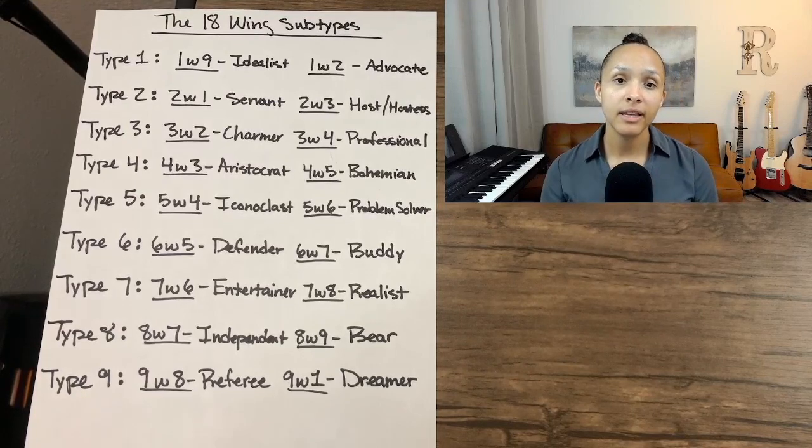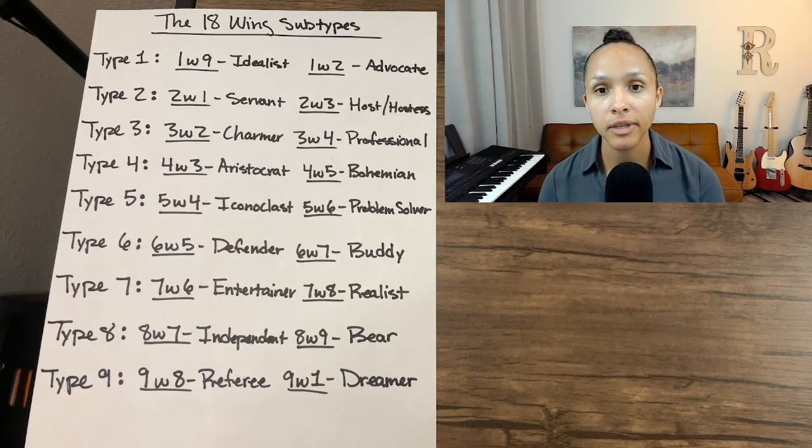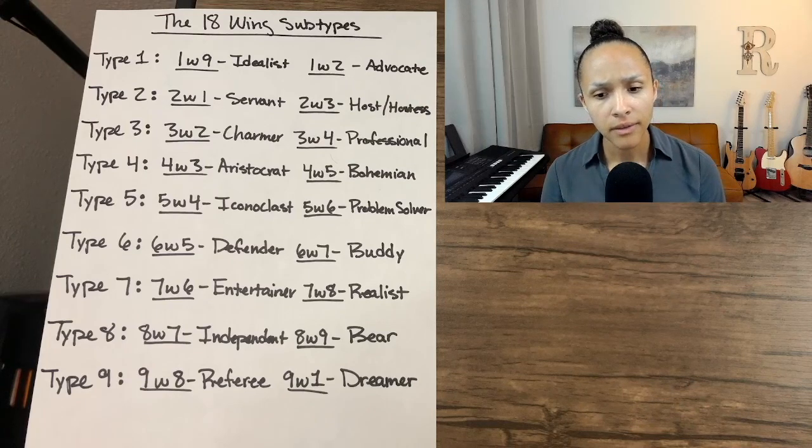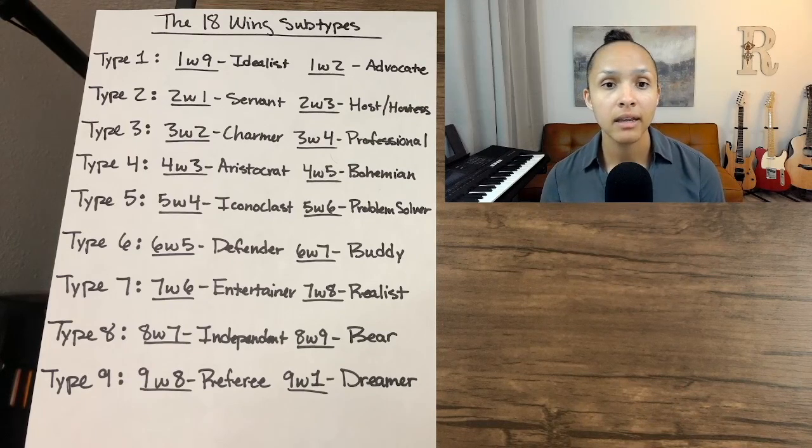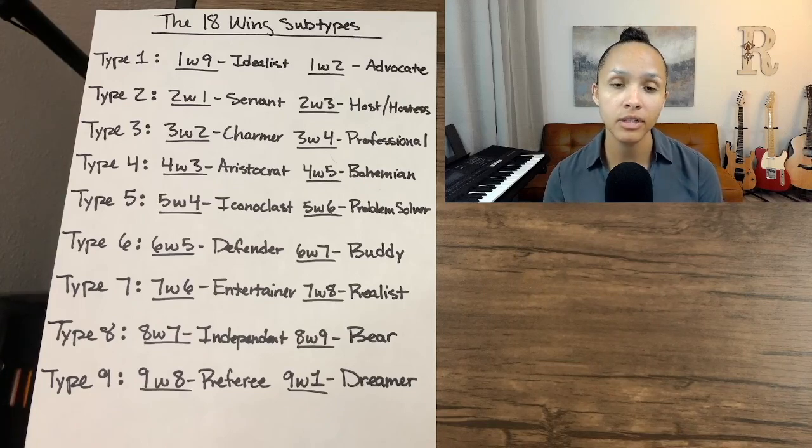When you're bringing in that 5 into the 6, they're becoming a defender, in that they are analyzing and looking ahead, and they're protective of their communities. They're analyzing on behalf of their communities. They're more introverted, thinking through things. Type 6 is very much that problem solver, looking ahead for negative outcomes, kind of in a state of worry.